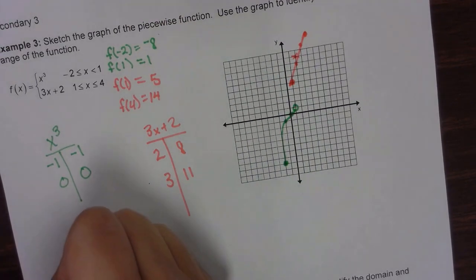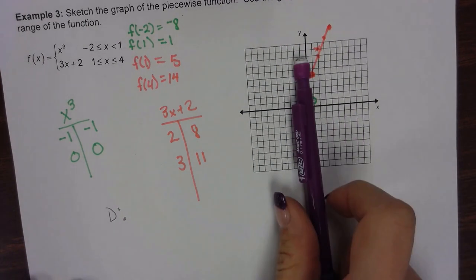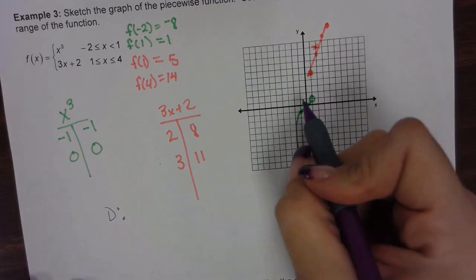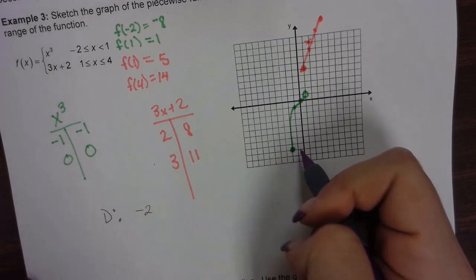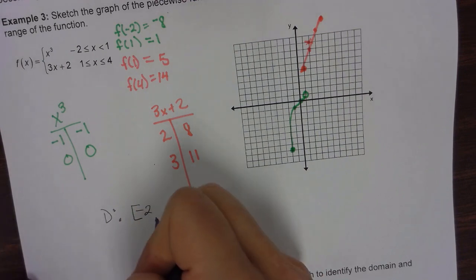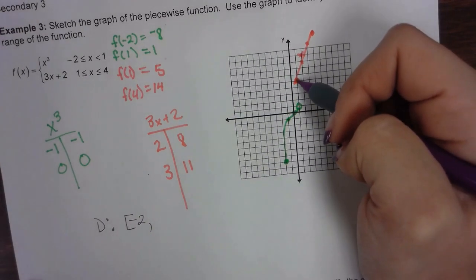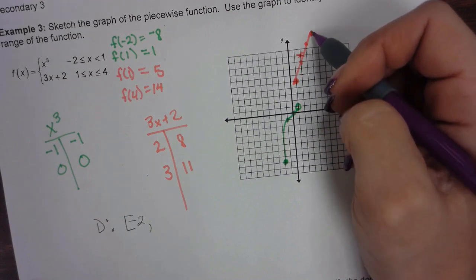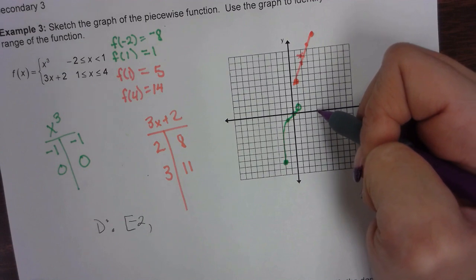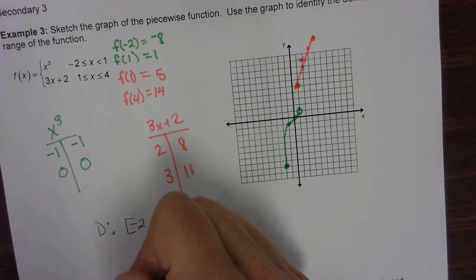So let's do domain first. What is the farthest left? Well, that's at -2, and it's filled in, so we're going to do a bracket. Now, as we keep going right, we have a hole here, but as you can see, it's filled in right here, so we're okay. So as we keep going right, our last point is right on 4. And that was also filled in, so it's bracket.